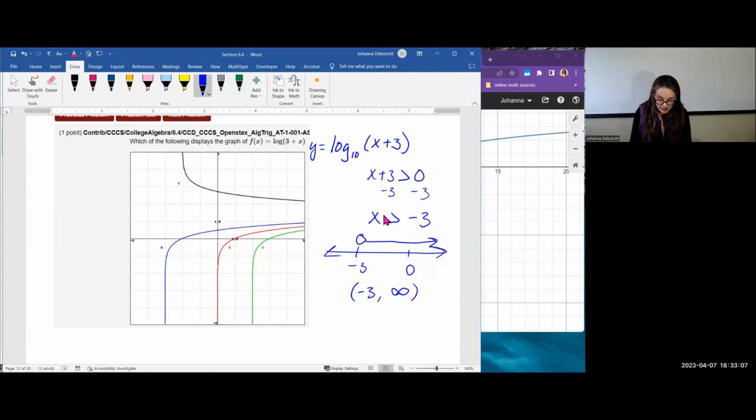That eliminates the green graph, which is not starting actually until x equals 2, and the red graph, which is approaching x equals 0, and also the black graph, which is approaching x equals -2. The only one it could possibly be is A, the blue graph. That's the only one that's even a possibility. Right? So this one is graph A.